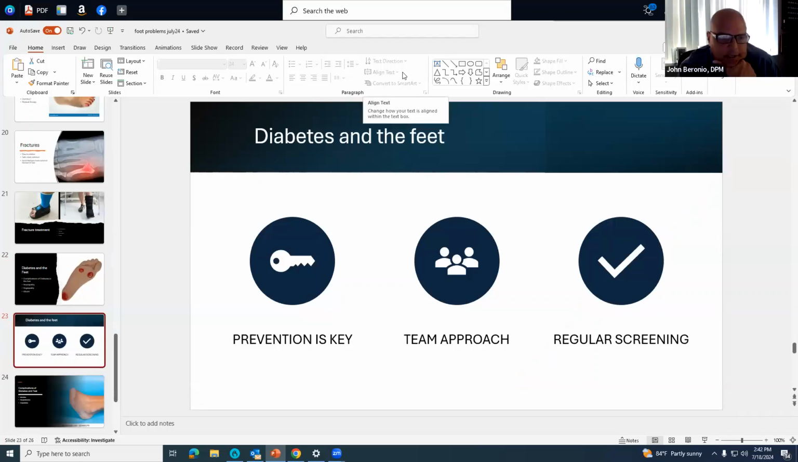So with your foot and diabetes, prevention is the key. So you need to, A, watch your sugar. Sugar control is the key. You want to keep your A1C, your HbA1c, under 7. Under 6 is great, but if you can keep it between 6 and 7, you're much better off. And also, as a diabetic, you want to periodically inspect your feet.